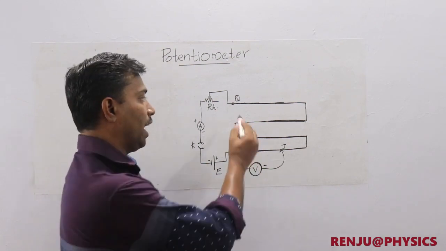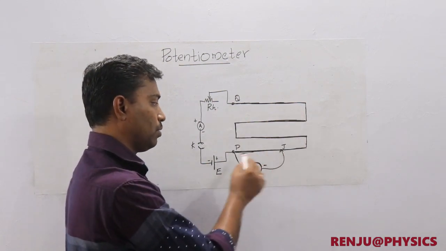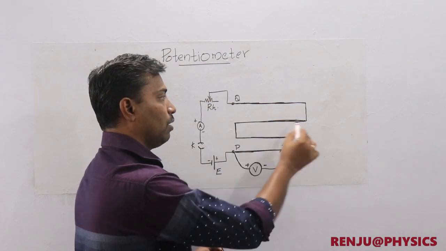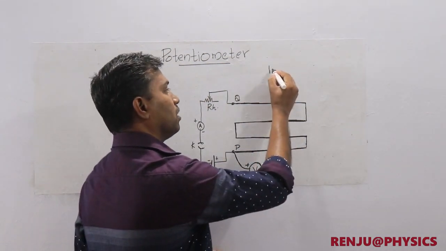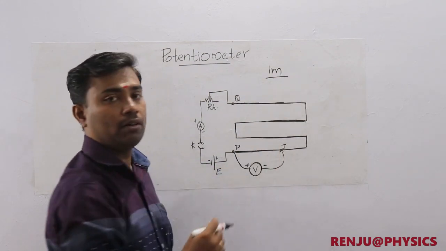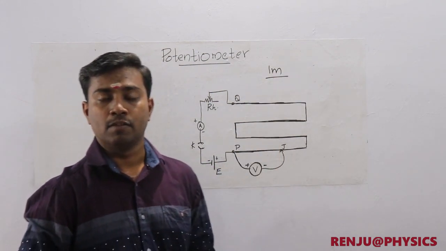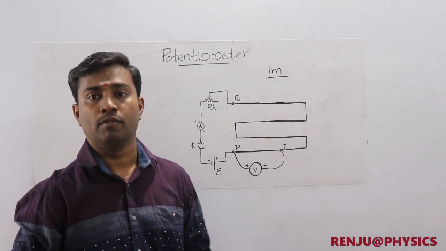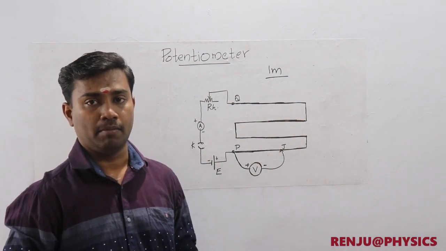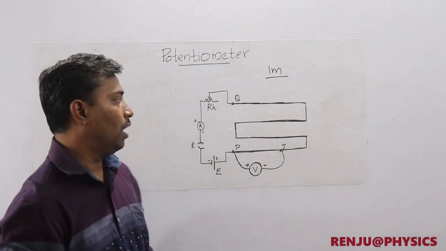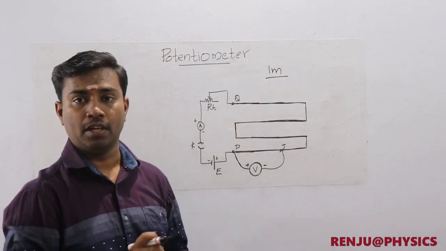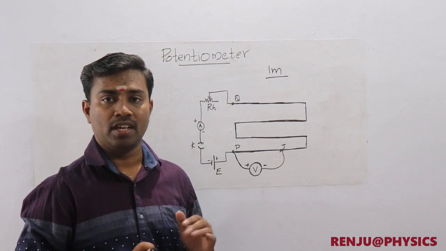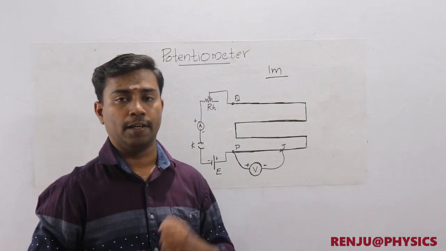So this is a diagram of a potentiometer. This is the wire. It is fixed on a wooden board in a zigzag manner. It has a length of 1 meter and a uniform area of cross section. It has two circuits, one primary and another secondary.